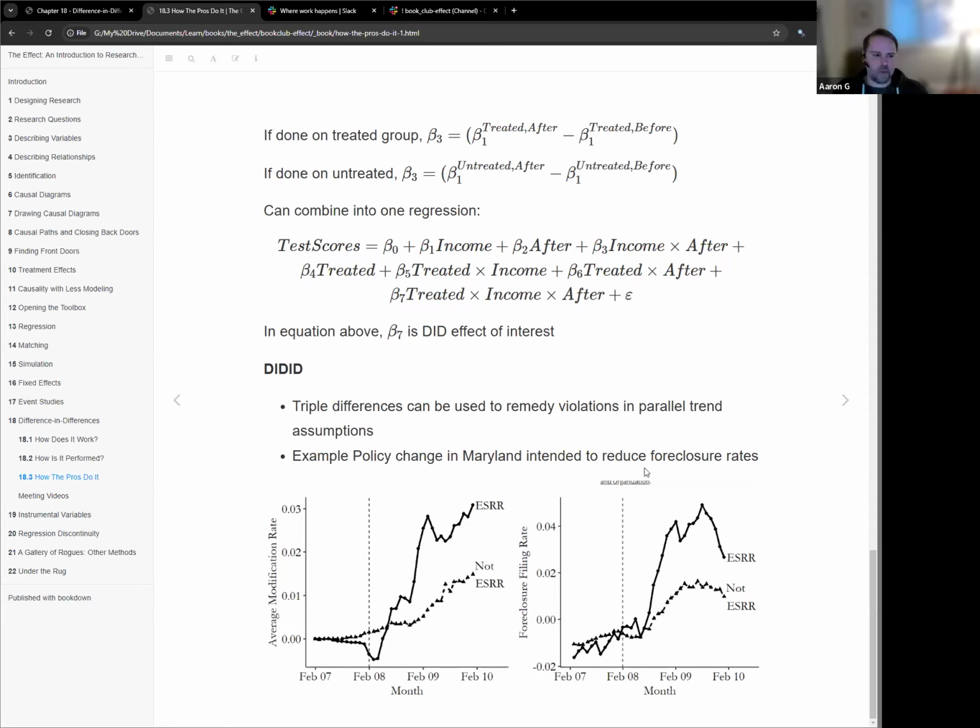So yeah, I was left a bit confused by it, but I do think this approach itself is interesting, and it is a tool in our toolkit if we can't apply some sort of transformation to satisfy that parallel trends assumption. Any thoughts on that? Anyone else confused by that?